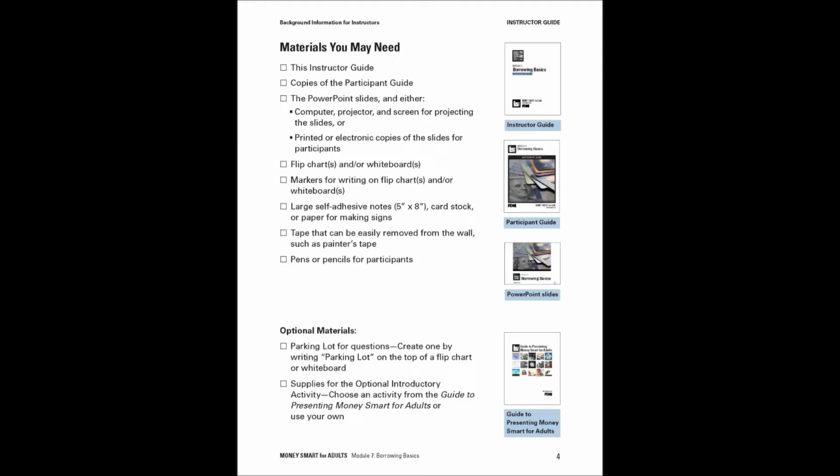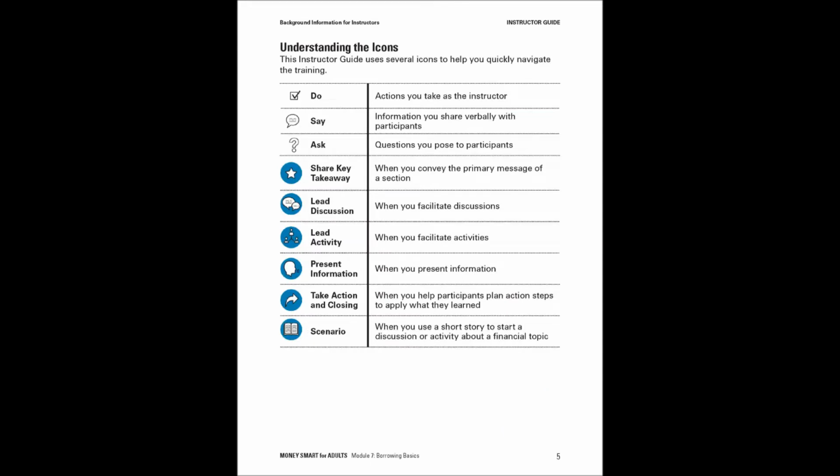Optional materials, such as the parking lot for questions and supplies for any optional introductory activity that you may be doing, should be on hand. Understanding the icons. This section is the same as for all other modules in the Money Smart for Adults training. You can reference them here as a refresher if you need to.